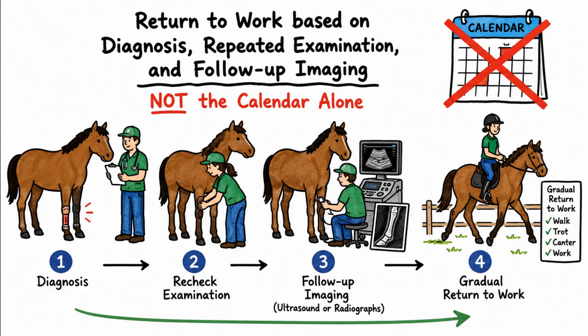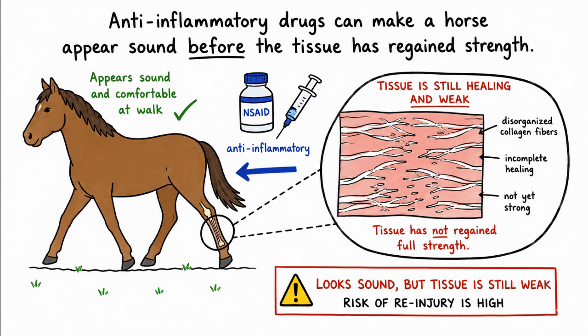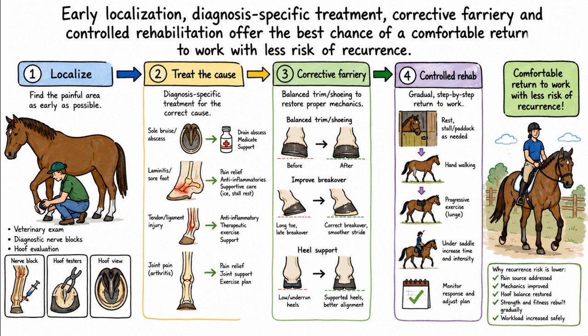After injury, return to work should be based on the diagnosis, repeated examination and follow-up imaging rather than the calendar alone. Anti-inflammatory drugs can make a horse appear sound before the tissue has regained strength. Early localization, diagnosis-specific treatment, corrective farriery and controlled rehabilitation offer the best chance of a comfortable return to work with less risk of recurrence.